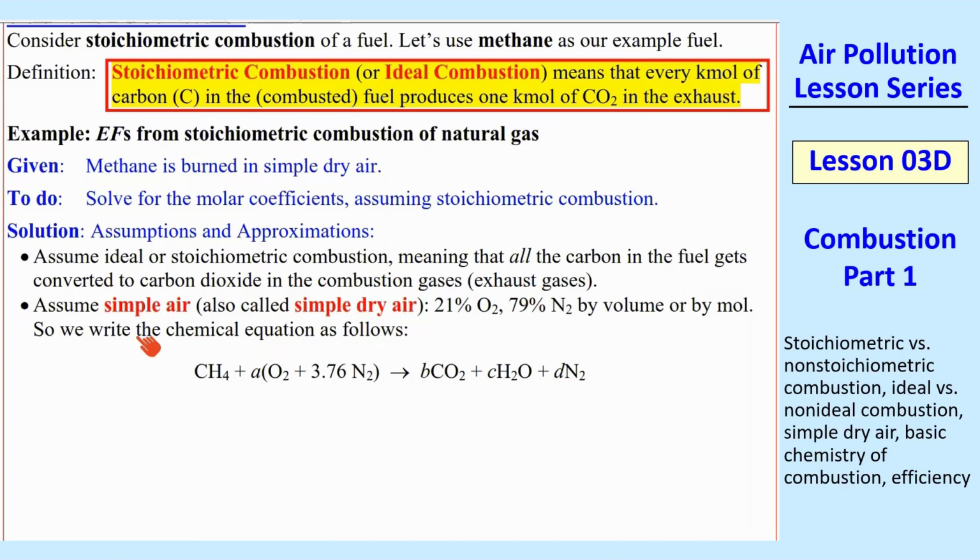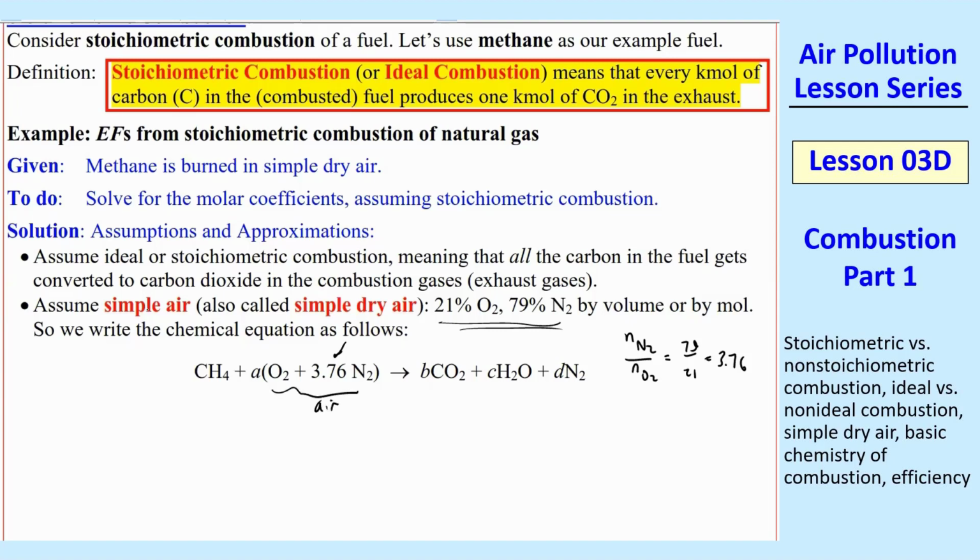And then I want to define simple air, or also called simple dry air, which is air that has no humidity, but instead is made up of 21% oxygen and 79% nitrogen. If you think about it, then the ratio of N2 to O2, so the number of moles N of N2 to N of O2, would be 79 over 21, which gives you 3.76. So that's why we have this 3.76 in here. This is not just oxygen, but it's air.